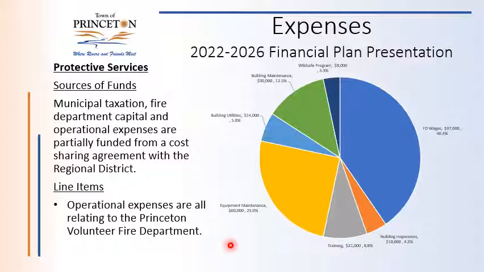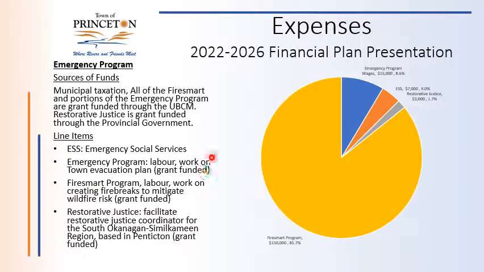Also, the Wild Safe program is being cost-shared this year with the regional district. Traditionally, the municipality has borne that entire $8,000 cost. This will be cost-shared with the regional district as well. Okay, so that's where that is. Emergency program.